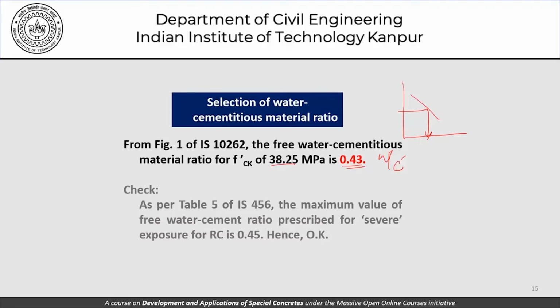And we can always check this value with respect to any prescription that we may have in IS 456 or any other document for a given exposure condition. So for example, in this case, we were told, or we knew that the concrete we are proportioning is for a reinforced concrete structure in severe environment where the water cement ratio should not exceed 0.45, and since we are getting 0.43, it is okay.